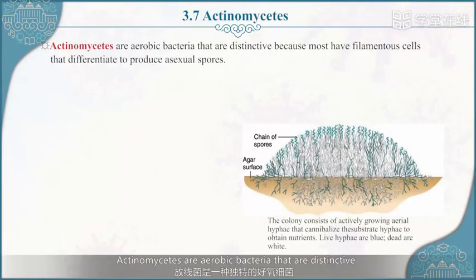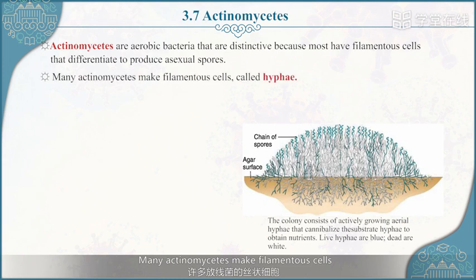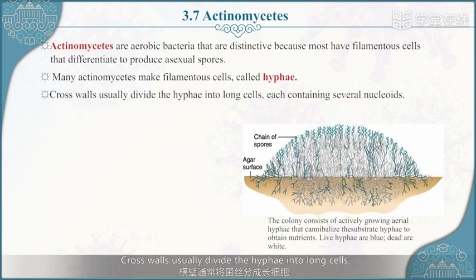Actinomycetes are aerobic bacteria that are distinctive because most have filamentous cells that differentiate to produce asexual spores. Many actinomycetes make filamentous cells called hyphae instead of more familiar smaller rods or cocci. Cross walls usually divide the hyphae into long cells, each containing several nucleoids.